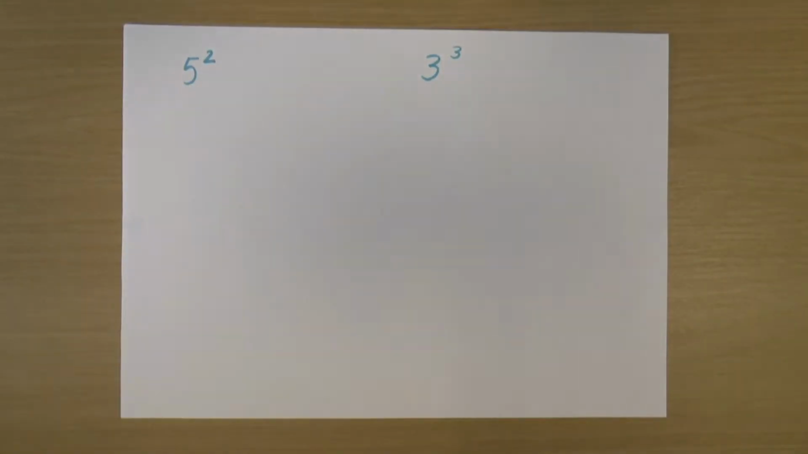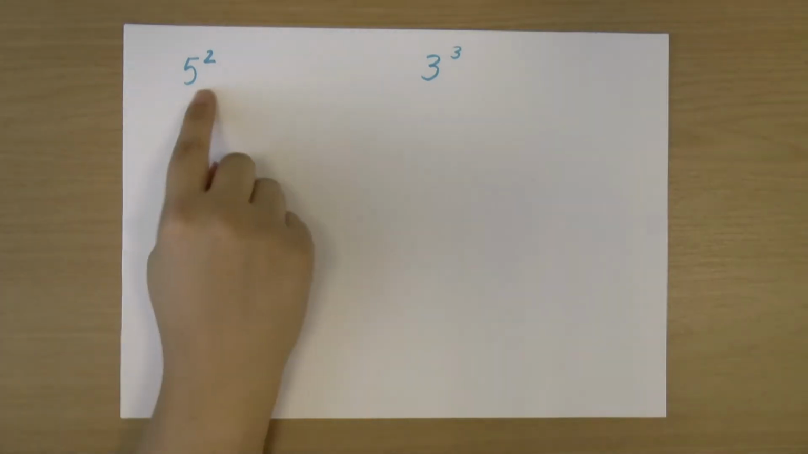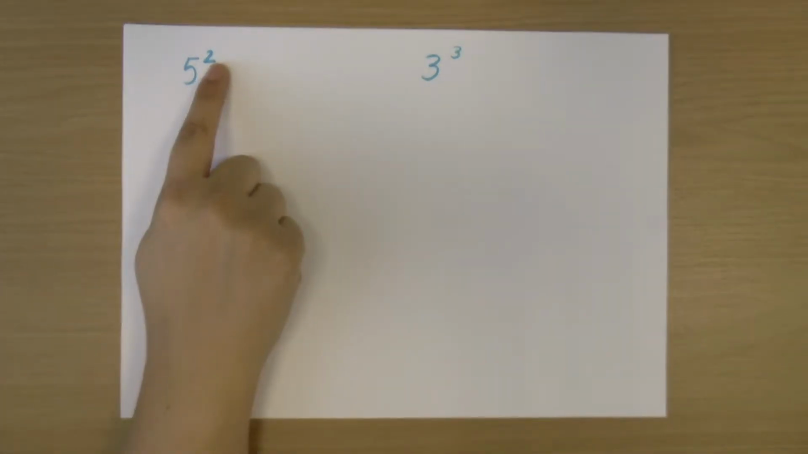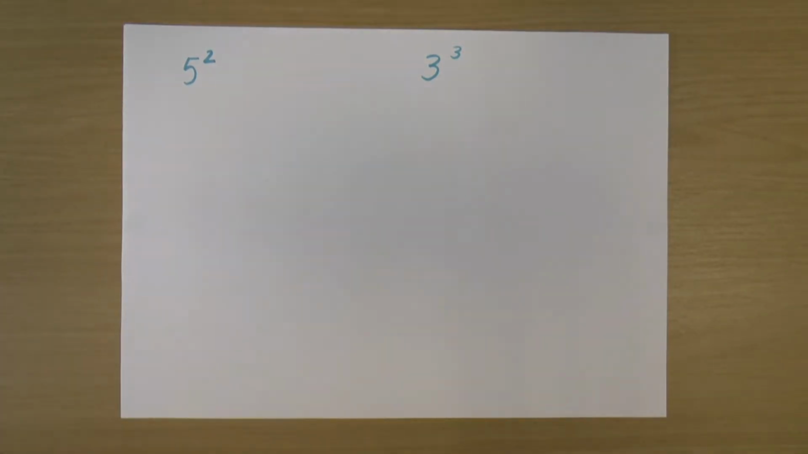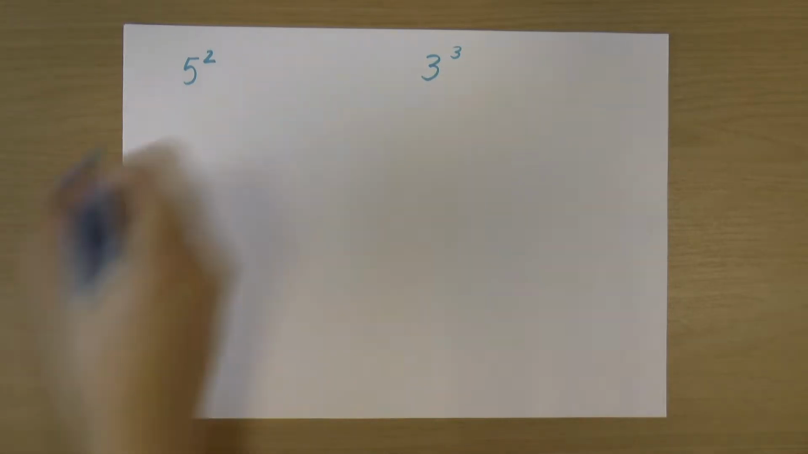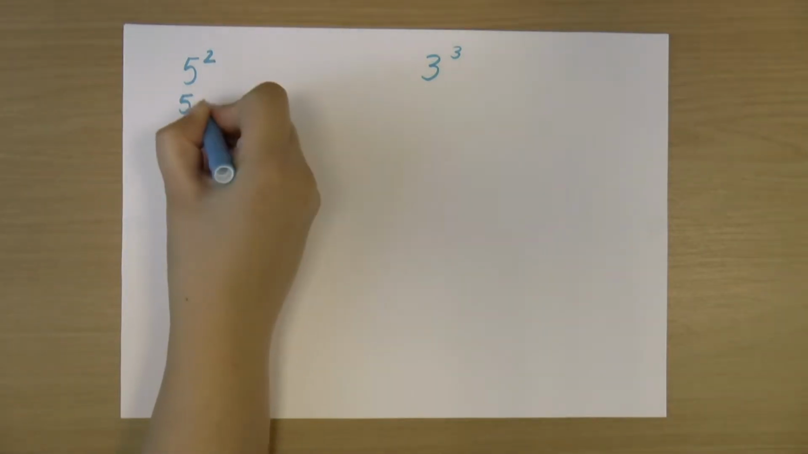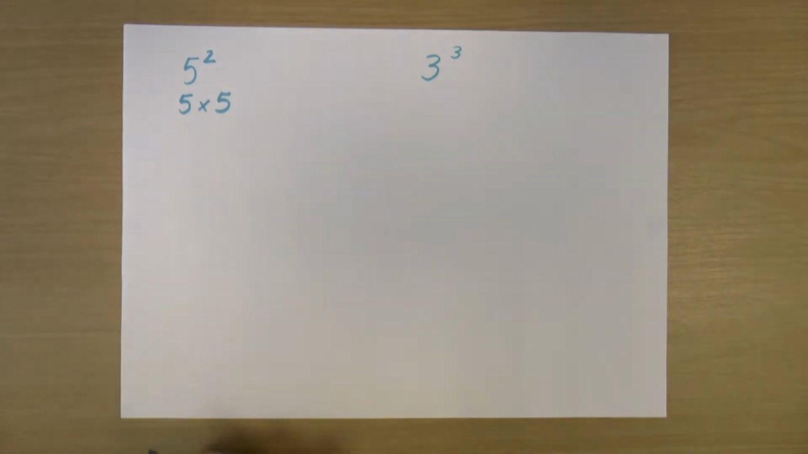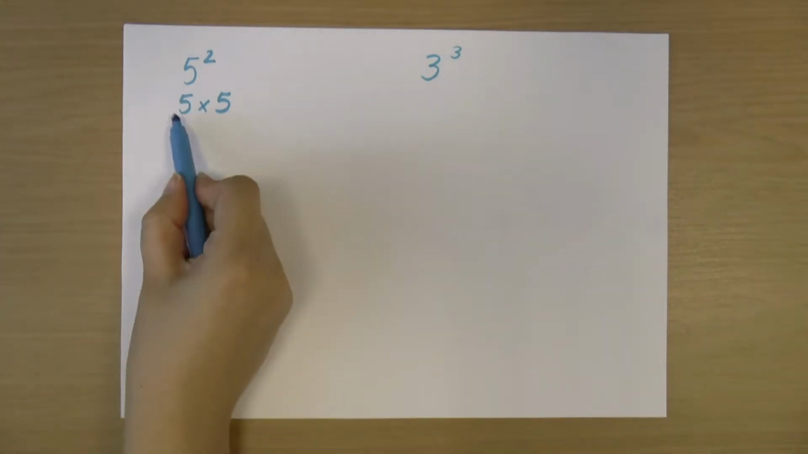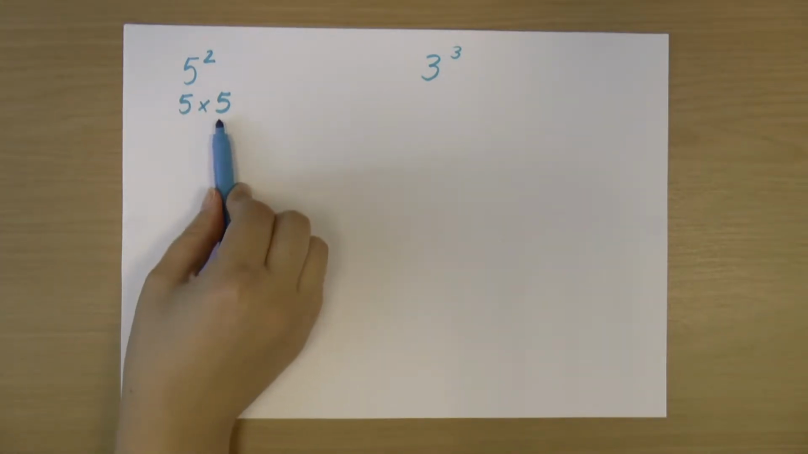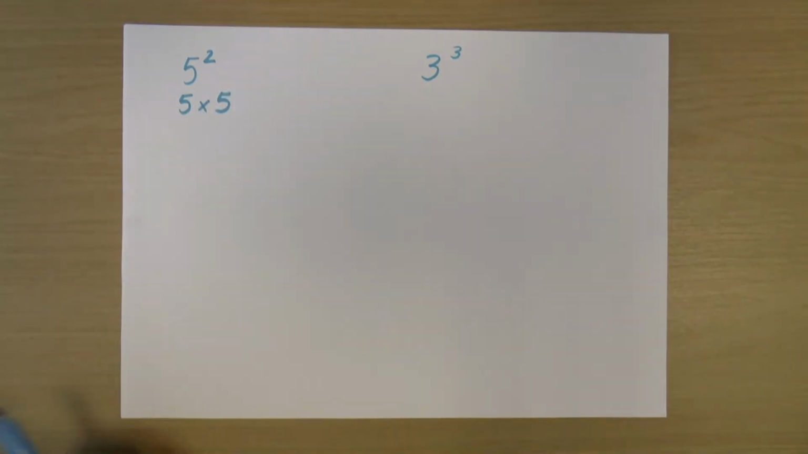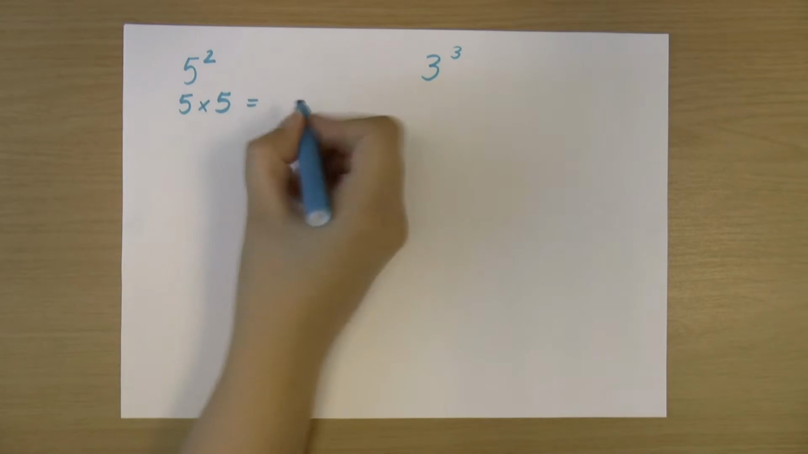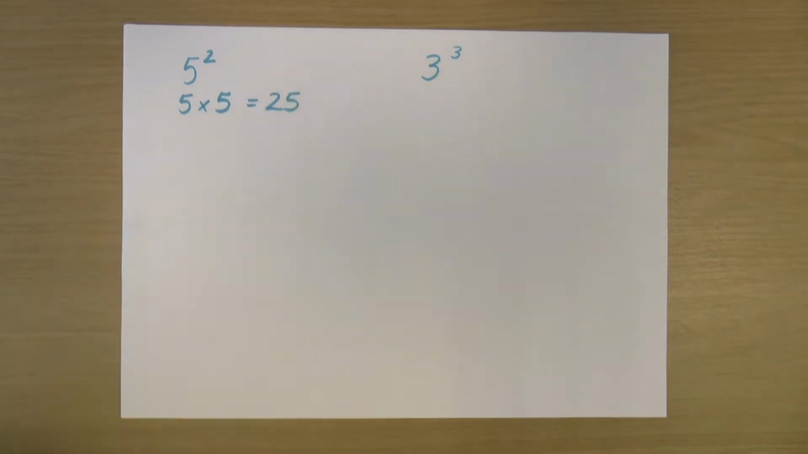is multiplied by itself. So when we've got a 2, it's got a special name of squared. So this is 5 squared, or you could say 5 to the power of 2. And what this means is it's the same thing as saying 5 times 5. So it's 5 multiplied by itself. And we've got 2 5s here because that is a 2. So 5 times 5 is 25.